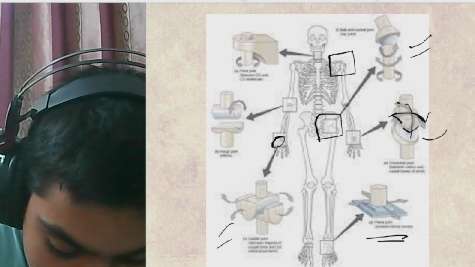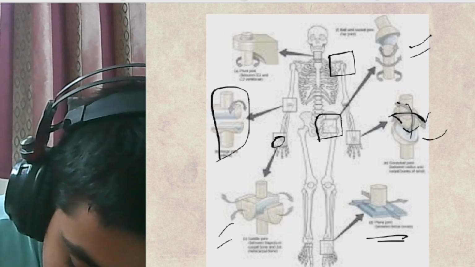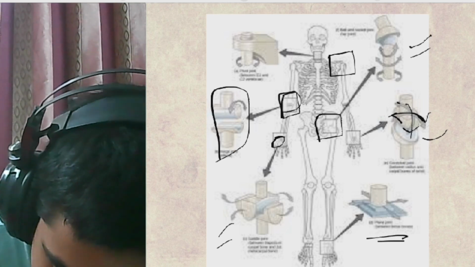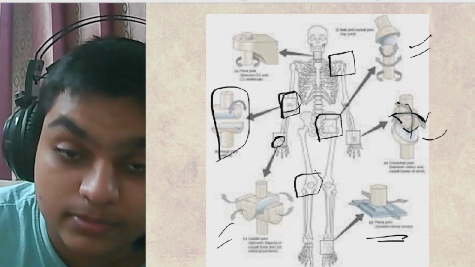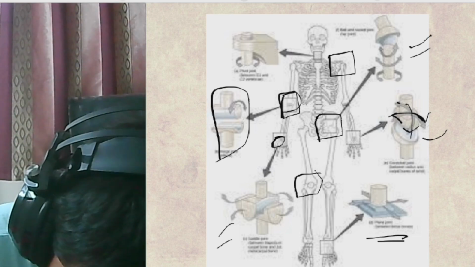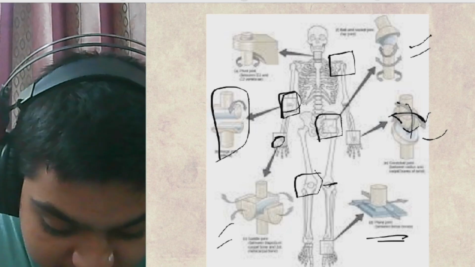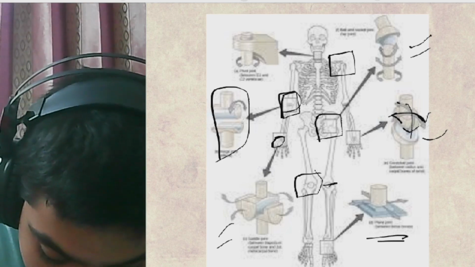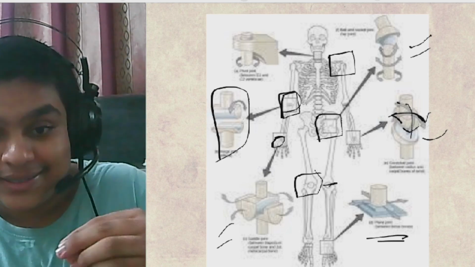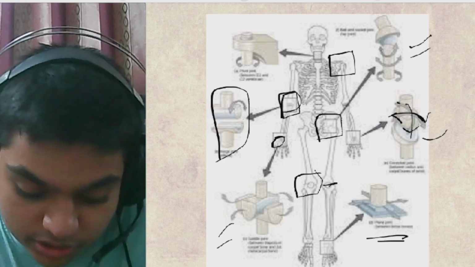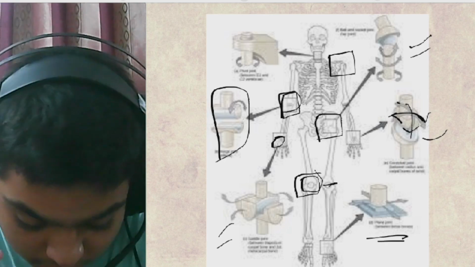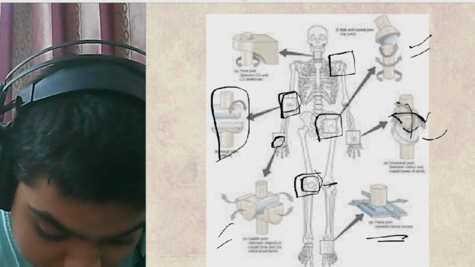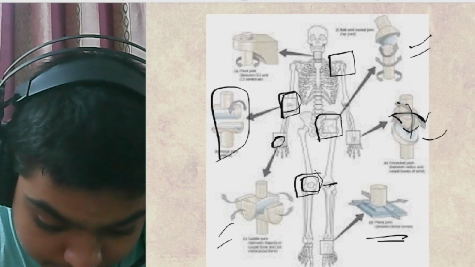And next one, here you have your hinge joint, here and here. See these, patella. In the previous diagram I didn't have the patella to show you, so I am showing it here. This is your patella, the knee joint, and that joint is a hinge joint.